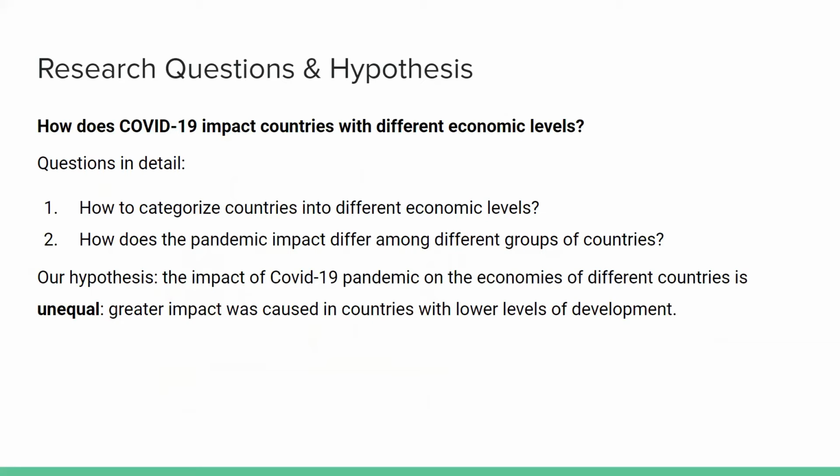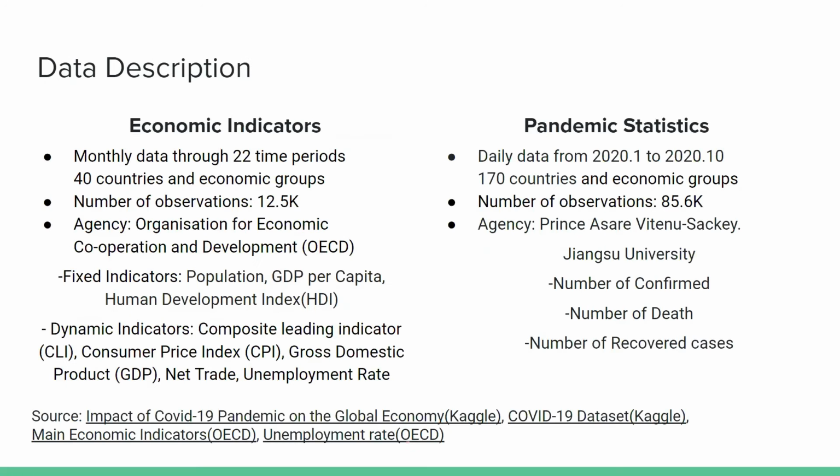How can we categorize countries by the economic indicators? And how does the impact of the pandemic differ among groups with different economy levels? We suspect that the impacts of the COVID-19 pandemic are not the same for countries with different economy levels. Specifically, greater impacts are more likely to be caused in countries with lower levels of economic development.